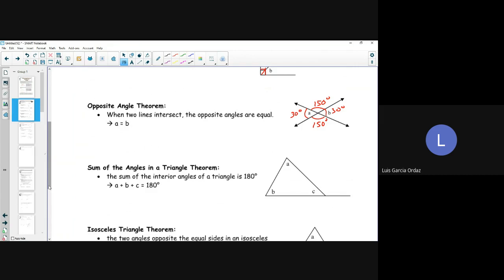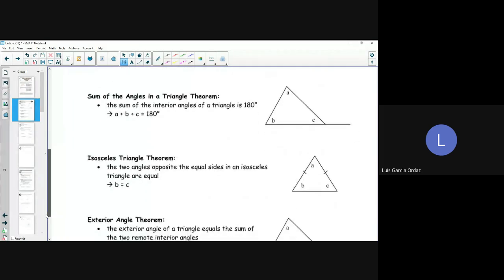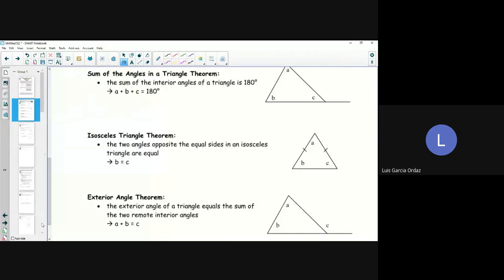So the sum of angles in a triangle theorem. Remember, the sum of all angles in a triangle is going to be 180 degrees. Now if we have an isosceles triangle, that theorem states that angle B and angle C are going to be equal to each other, and angle A is going to be unique.